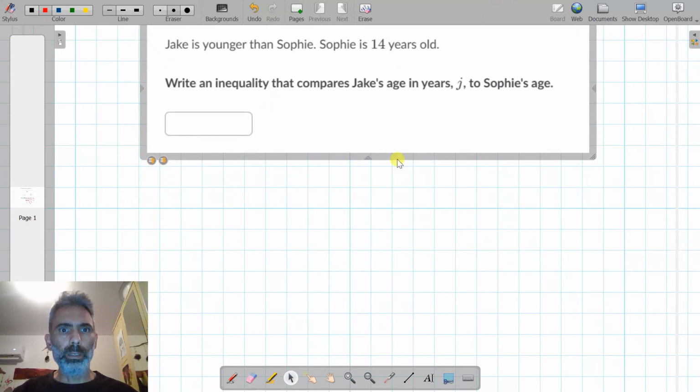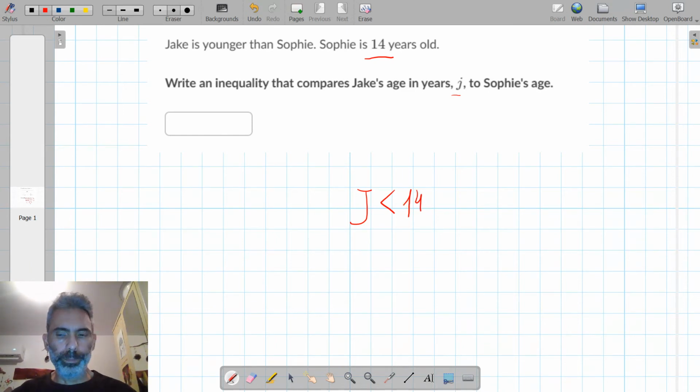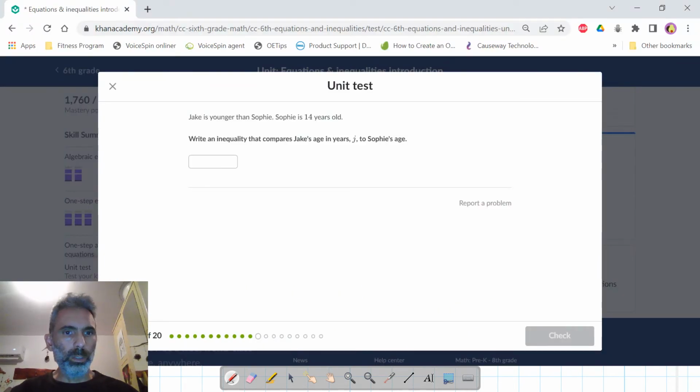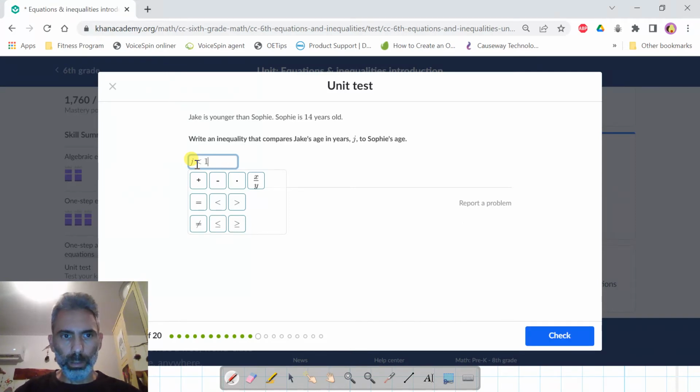Jake is younger than Sophie. Sophie is 14 years old. Write an inequality that compares Jake's age in years, J, to Sophie's age. So J, which is Jake's age in years, is less than 14. That's it. J is less than 14.